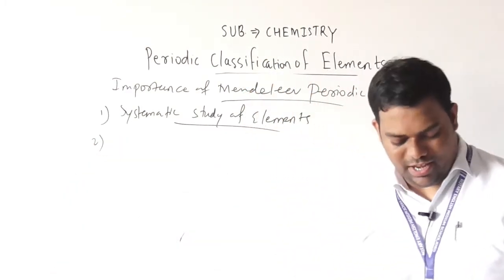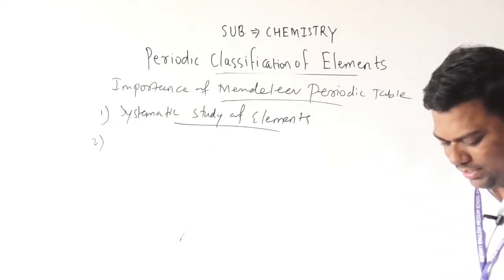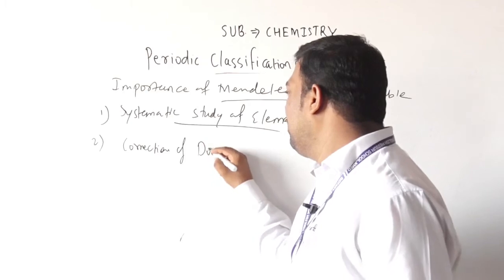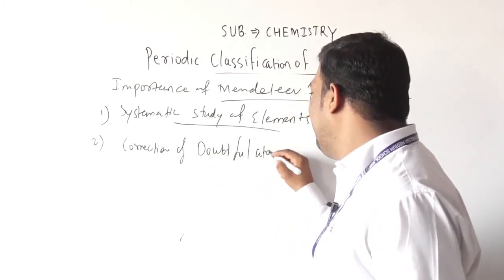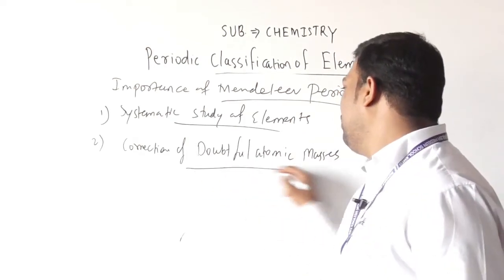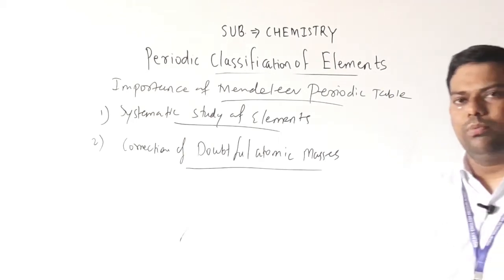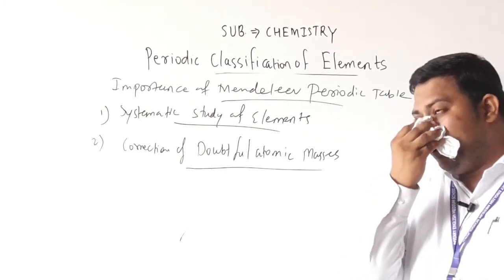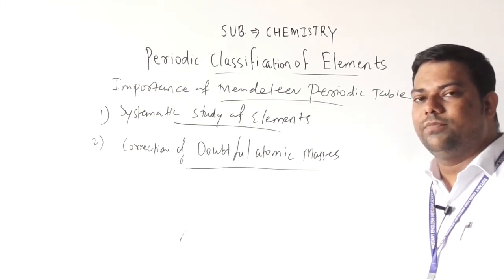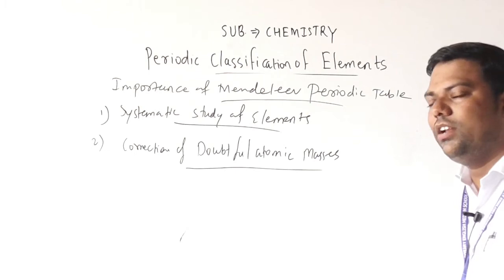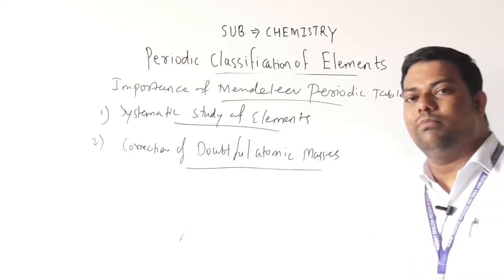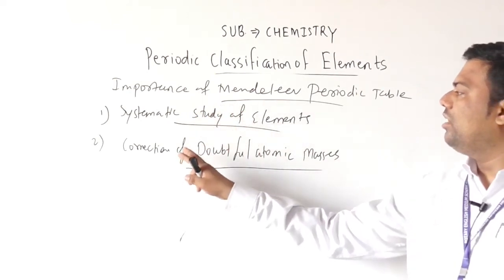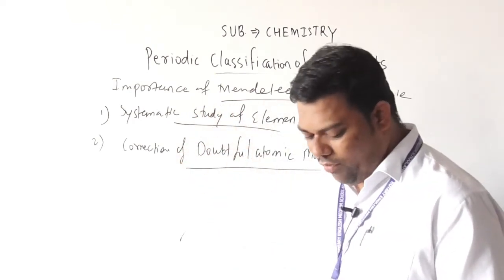Okay, so second, you can write here: correction of doubtful atomic masses. See, correction of doubtful atomic masses. So already I gave one chart from atomic number 1 to atomic number 20 in the classroom. For example, hydrogen atomic mass 1, then helium 4, lithium 7, beryllium 9, boron 11, like that I gave. So what did we do at that time? Correction of doubtful atomic masses. So that we will discuss here.